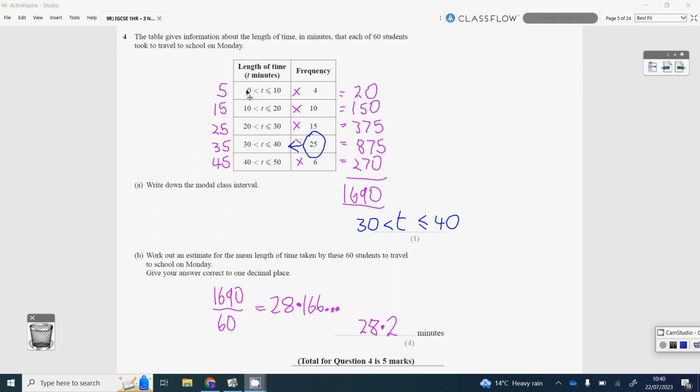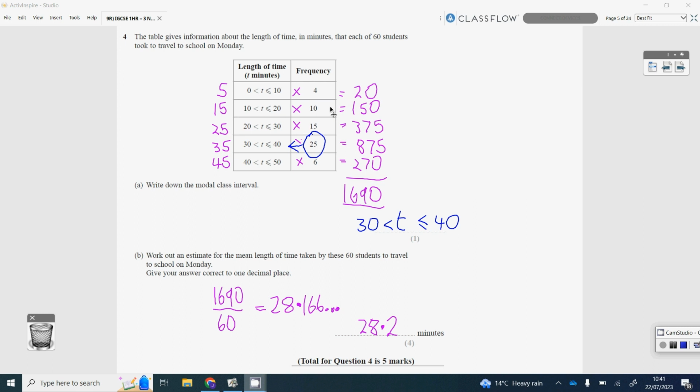So we go straight down the middle, we take the midpoint. What's halfway between 0 and 10? That's 5. Halfway between 10 and 20? That's 15, and so on. So from now onwards, we're going to assume those 4 students took exactly 5 minutes to get to school, or those 10 students took exactly 15 minutes to get to school, and so on.